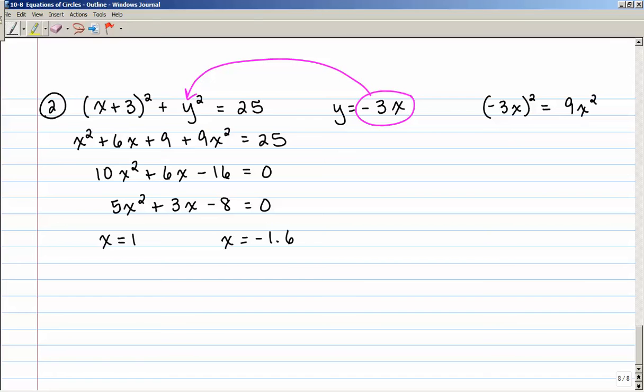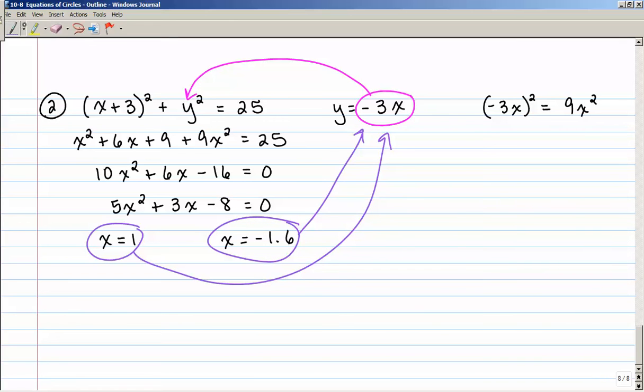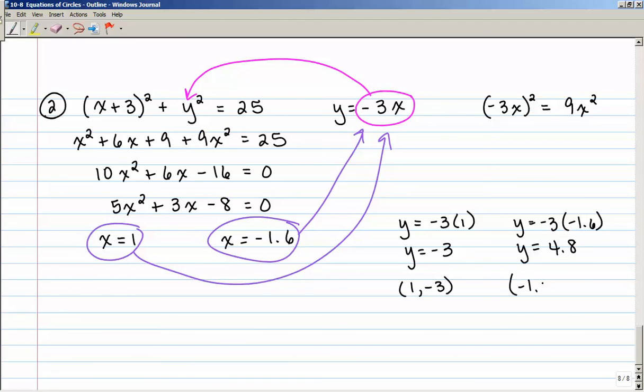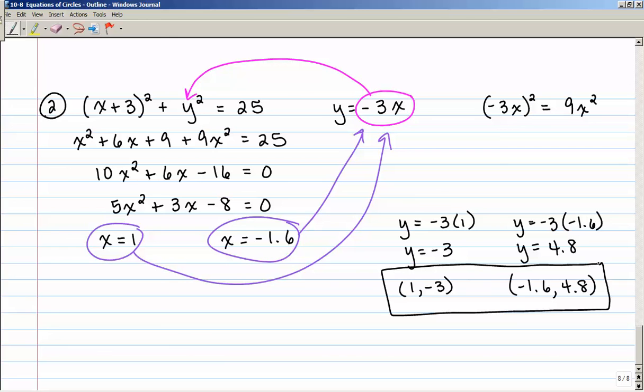Now, to find my corresponding y values, I'm going to take each one of those and plug them back into here. I have two x's. I should end up with two y's. So y is equal to negative 3 times 1, or y is equal to negative 3. And that corresponds to 1. So one of my points is going to be (1, negative 3). And then plugging in negative 1.6, y is equal to 4.8, and that's going to give me the point (negative 1.6, 4.8). So this is a case where the line intersects the circle in 2 points.